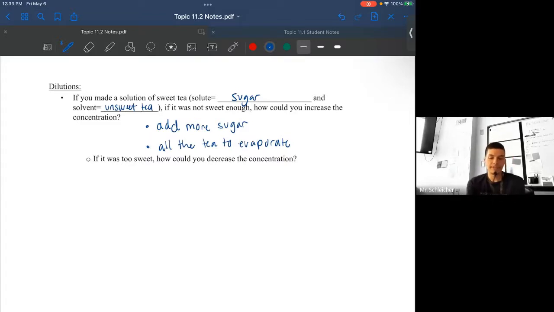Okay, now if the tea was way too sweet, how could I decrease the concentration of sugar? Well, it's too hard to remove the sugar. What can we do instead of removing sugar? You can either add some water if you want it to taste kind of watered down, or you can add more unsweet tea if you have some brewed. Either way, we're adding more solvent to make it taste less sweet, to make that concentration of sugar go down. So this concept of what we just did is called performing a dilution. We're going to talk about dilutions on the next page.